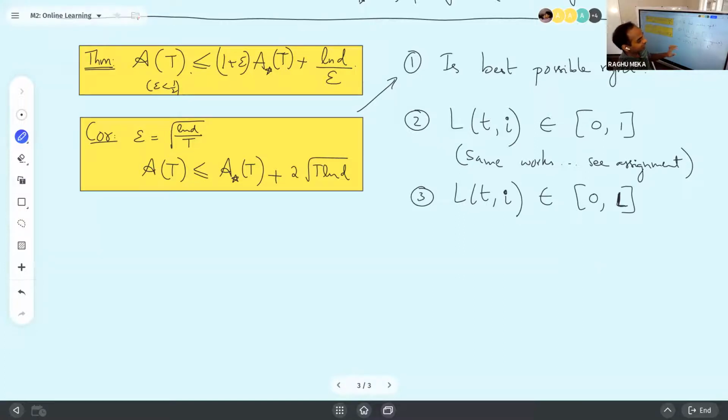We have to be careful. We can't just use multiplicative weights as we defined above, because we have something like 1 minus epsilon times L of t comma i. If this becomes negative, then it doesn't make sense, right? So the way to make sense of it is to just put an L, like sort of scale them so that they come back to 0, 1. Okay.